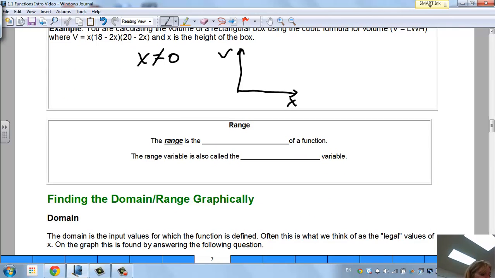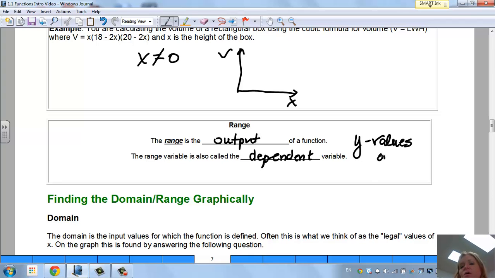Alright, let's talk about range, even though I did a couple of them. The range is the output. It's also called the dependent variable. And remember, we use y's for this, or f of x. So usually this is your y values on your graph, or f of x if you're looking at a function.